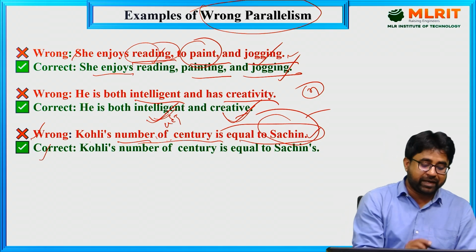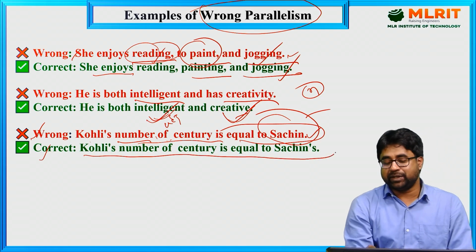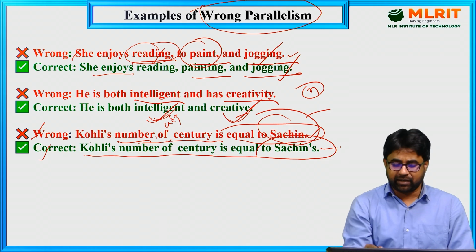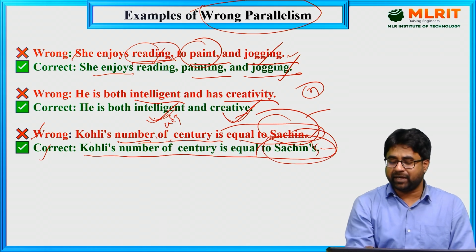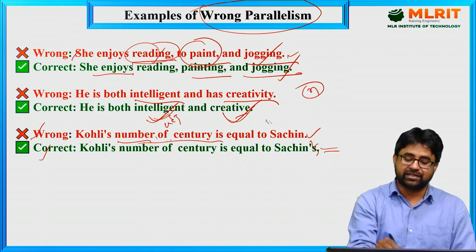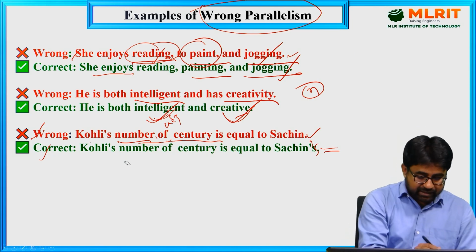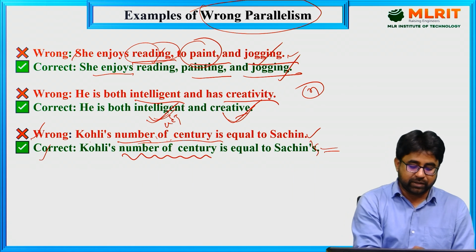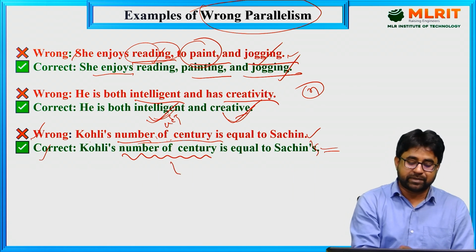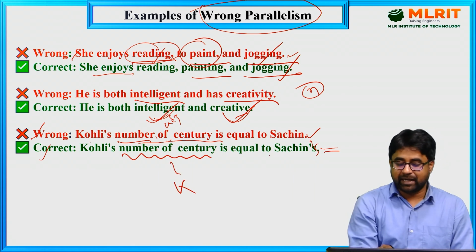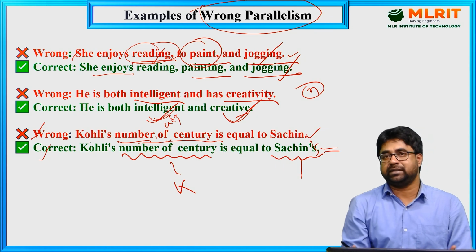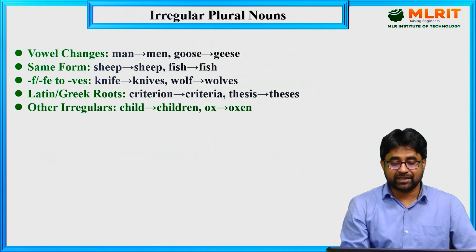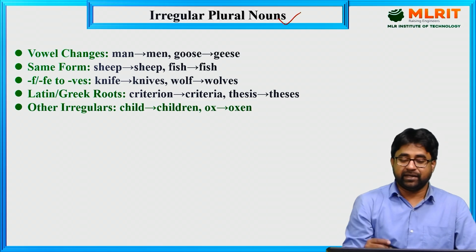So how do you fix it? Kohli's number of centuries is equal to Sachin's. You can also mention Sachin's number of centuries. That is also fine. If you only put Sachin apostrophe s, it is understood that you are talking about Sachin's number of centuries. In this case, you are actually making the right comparison, because you are comparing the number of centuries scored by Kohli and the number of centuries scored by Sachin. Fine. So I hope it is clear now. Wrong parallelism. Now let's move to the next common error, that is irregular plural noun.